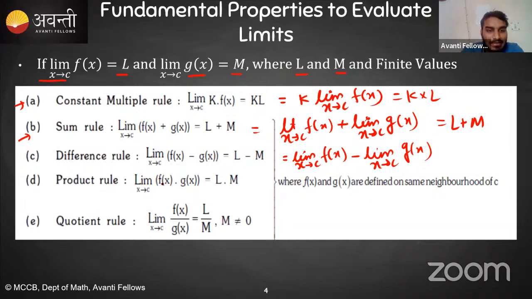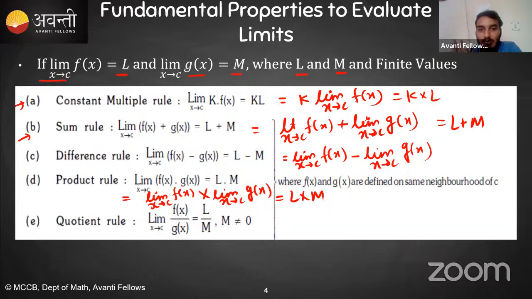Product is similar. If two functions are in multiplication, then you can directly write this as the limit as x tends to c of f of x multiplied by the limit as x tends to c of g of x, which is nothing but L into M. Clear, everyone? Clear so far? And similarly, if two functions are in division, in ratio, then you can do it individually, that is, the limit as x tends to c of f of x divided by the limit as x tends to c of g of x, right? Which is nothing but L by M.